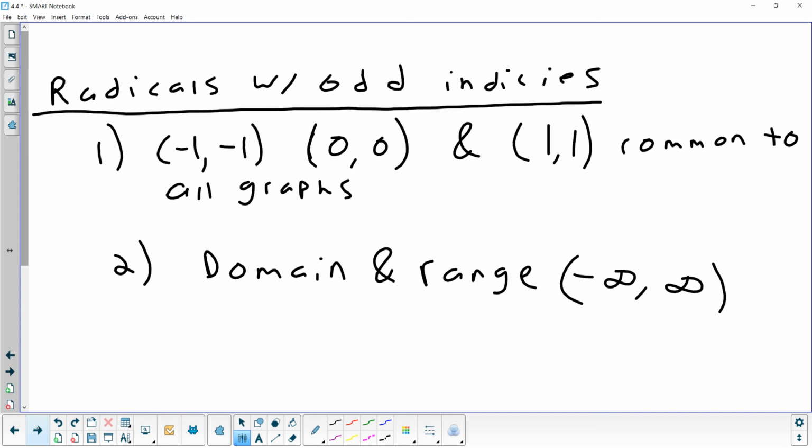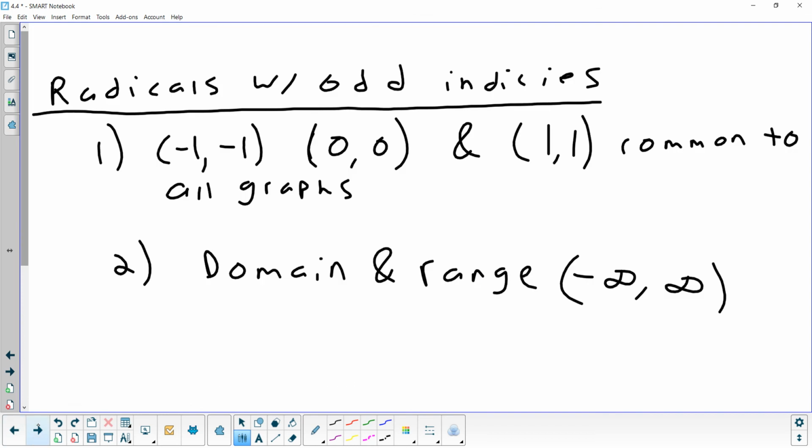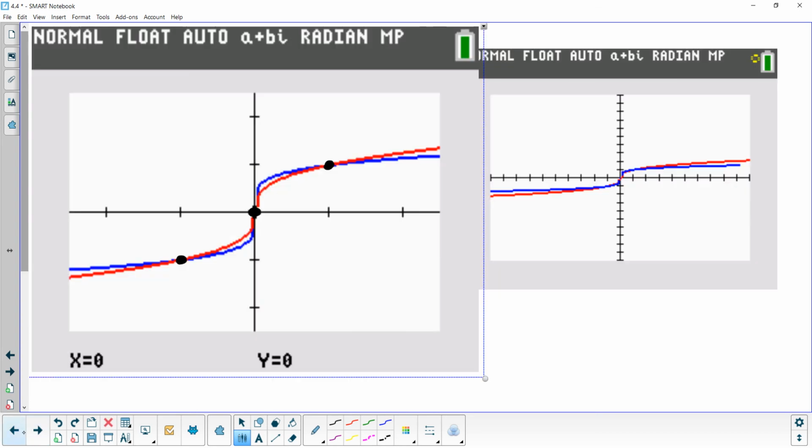Domain and range is a little bit different on odd roots. Odd roots are going to go left and right forever, and they'll go up and down forever. So the domain and range is all real numbers. It might look like the odd root is starting to level off, but it never does. It will very slowly just keep going down like that.